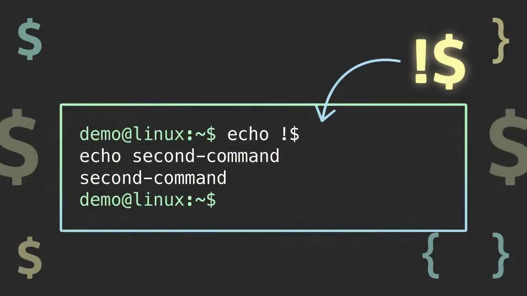Now !$. After running echo second command, the last argument is second command. Type echo !$, and Bash pulls in that last argument, so the expanded command becomes echo second command, and prints the same value again. This is perfect when you want to reuse a path, file name, or ID without retyping it.